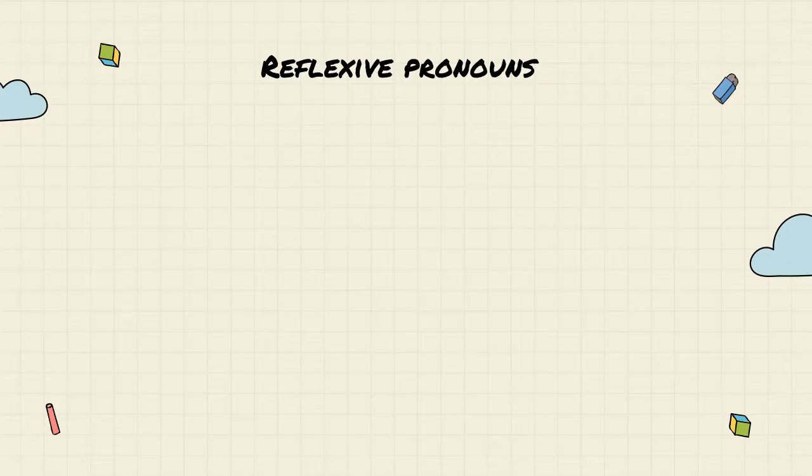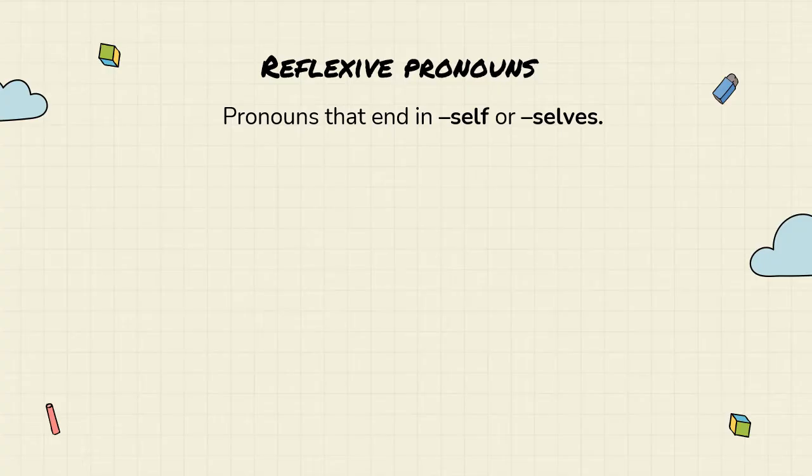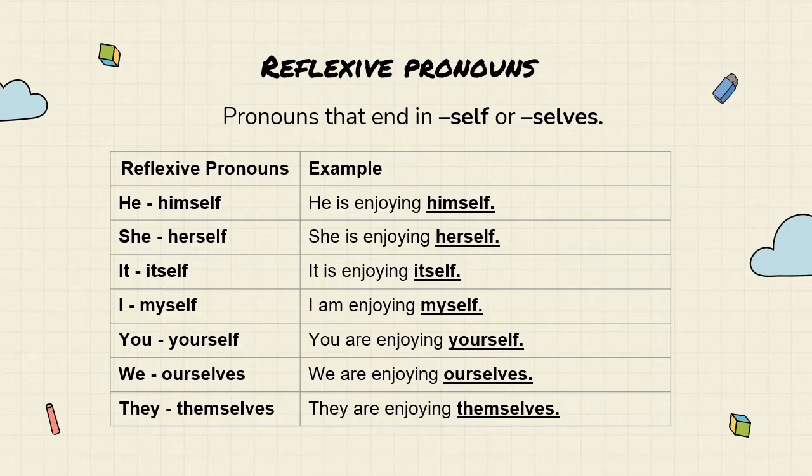Now, let us look at reflexive pronouns. What are reflexive pronouns? They are pronouns that end in self or selves. Let's take a look at this table. He, himself. Example, he is enjoying himself. She, herself. She is enjoying herself. It, itself. It is enjoying itself. I, myself, I am enjoying myself. You, yourself, you are enjoying yourself.